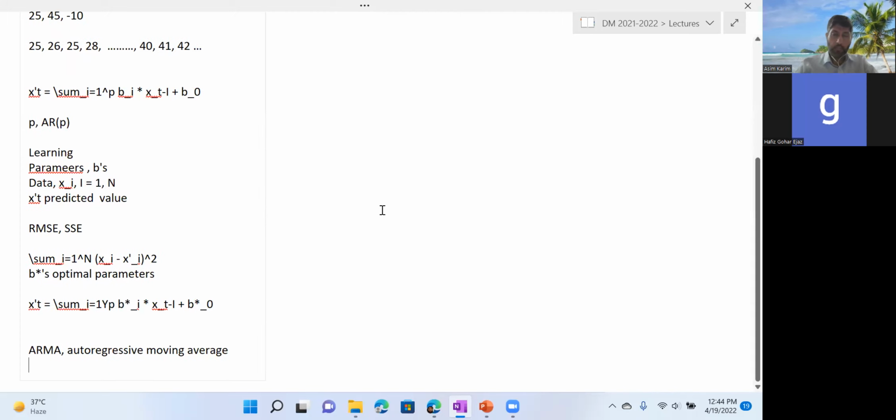So essentially, the model would become x prime t equal to a summation over i equal to 1 to p of b_i into x t minus i. This is the standard AR model. Plus you have a second model, the moving average model, a second summation over i equal to 1 to q. This is the window for the moving average, which can be different from p. And then we have another set of parameters.